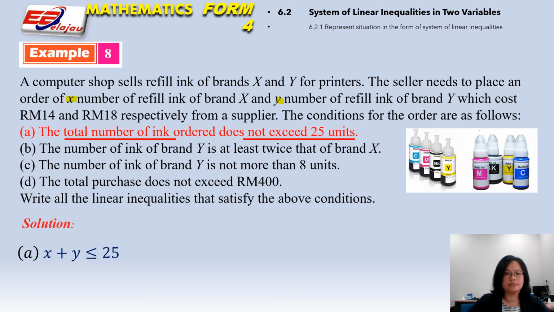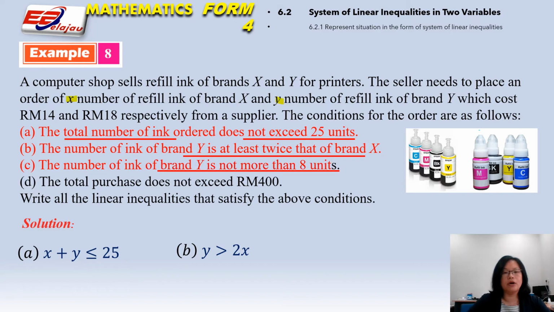Condition B. The number of ink of brand Y is at least twice that of brand X. Hence, we can represent it by y is always greater than or equal to 2x. Condition C. The number of ink of brand Y is not more than 8 units. How to represent it? y is always less than or equal to 8.